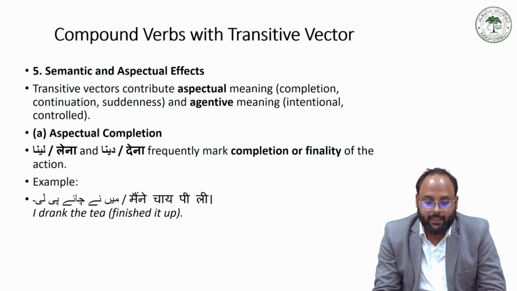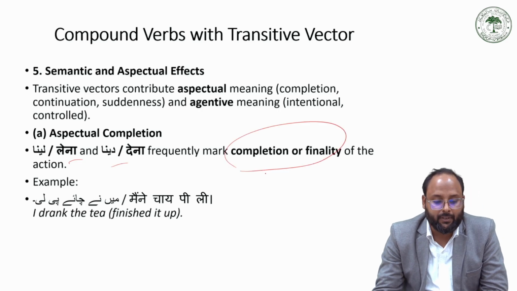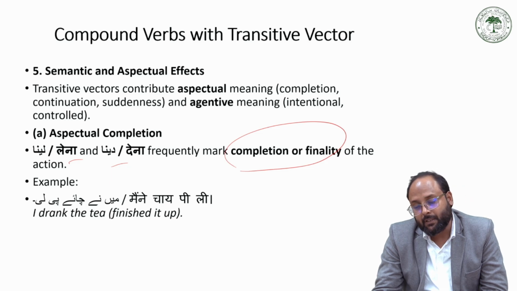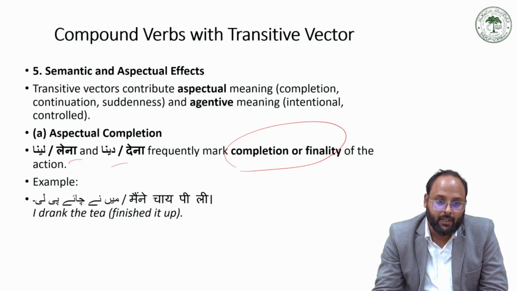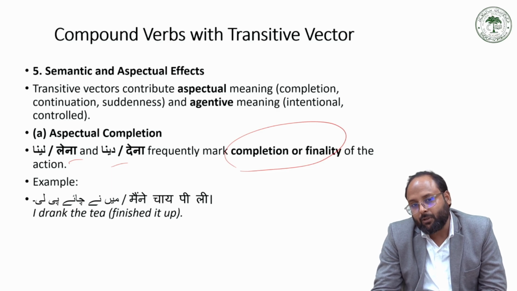We have already explained that lena and dena frequently mark completion or the finality of action. Like मैंने चाय पी ली है, मैंने बिस्कुट खा लिया है, मैंने खाना खा लिया है, मैंने किताब पढ़ ली है, मैंने खत भेज दिया है. So this kind of aspectual completion means the perfect aspect, which carries the meaning of completion.